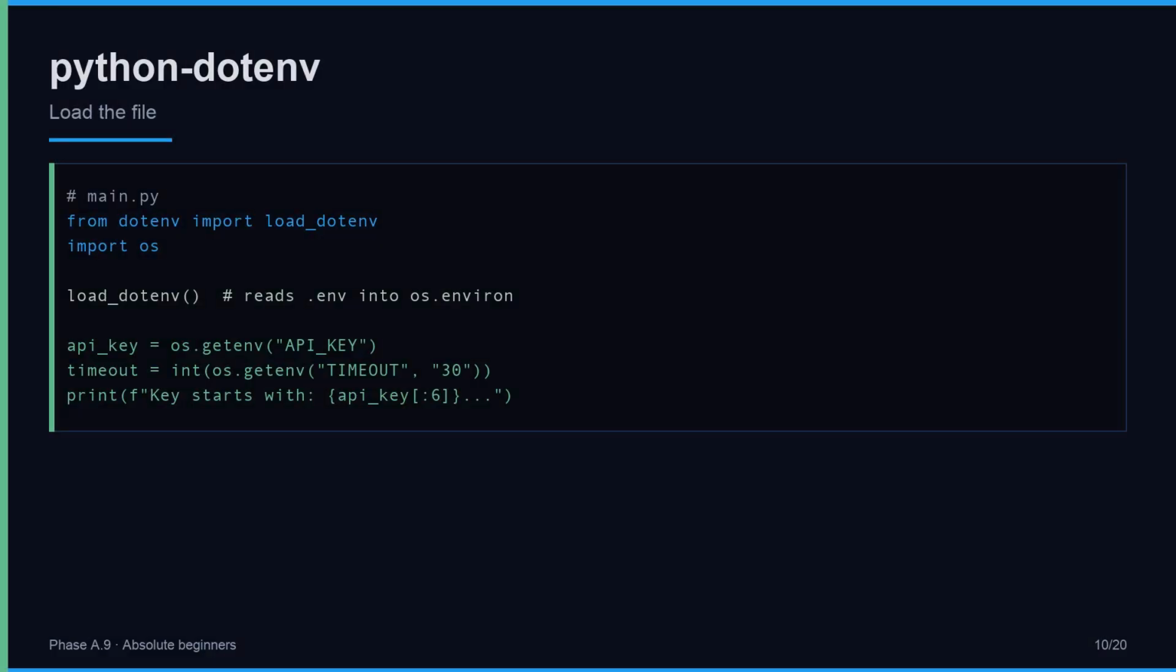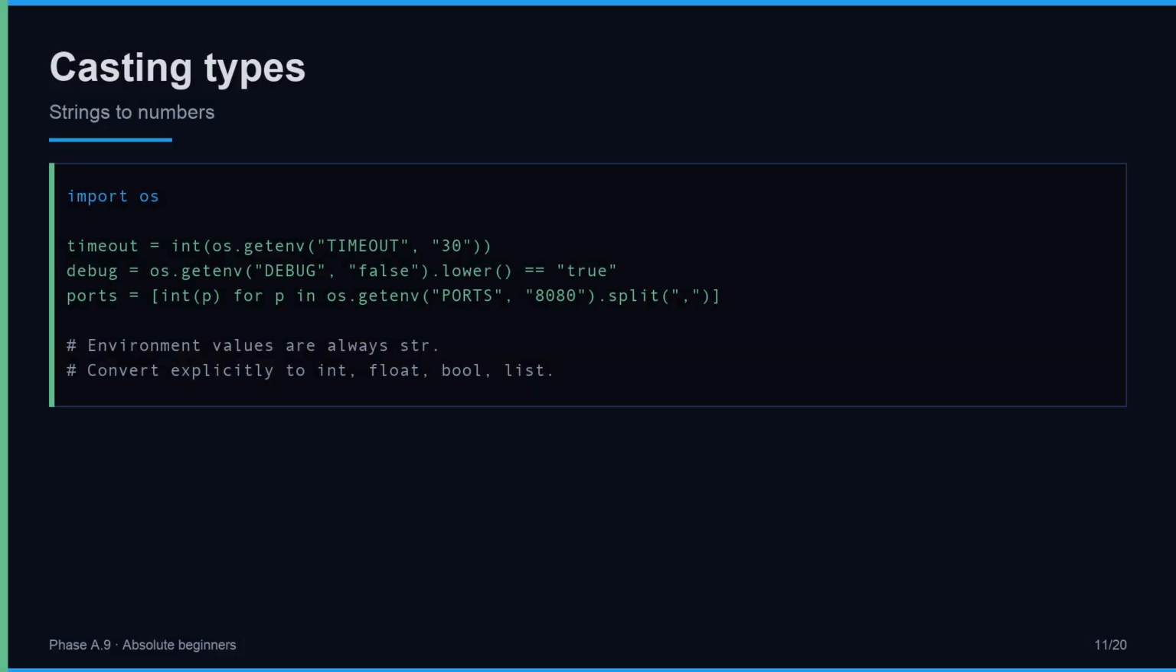A simple template. Inside main, import load_dotenv from the dotenv module. Call load_dotenv near the top of the file. The function reads .env from the current folder and loads every value into os.environ. After that, you read values exactly as you would read real environment variables, with os.getenv. To a downstream reader, there is no difference between values from the .env file and values from the real environment. Load the file. Environment values are always strings.